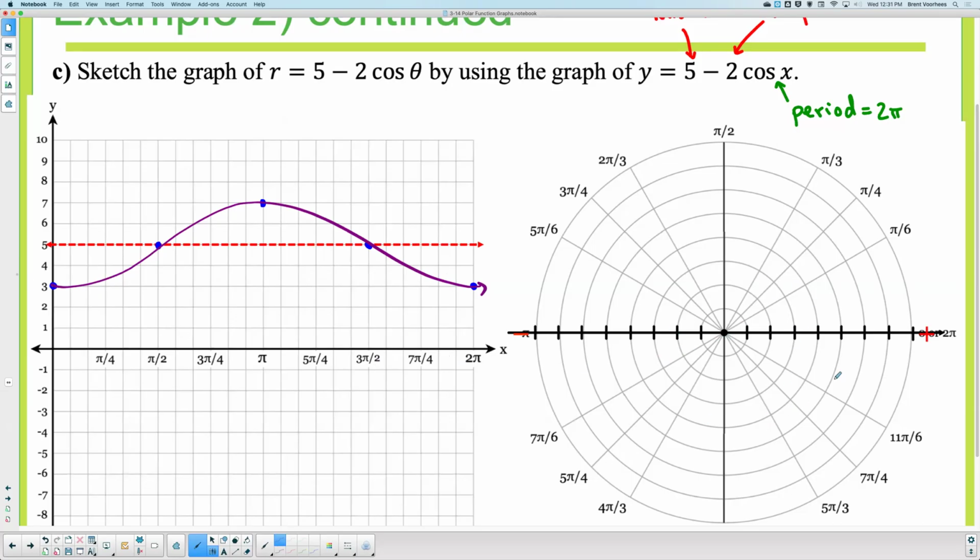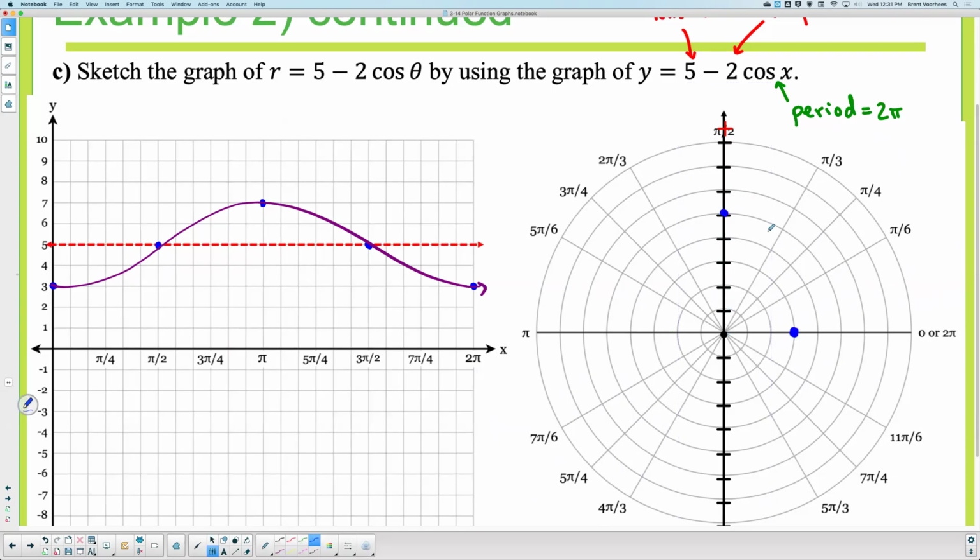We start with an angle of 0 at 3. So go 3 units to the right. Put that dot. The next key point. The graph, what's it going to do? Increase or decrease? Increase. So I'm going to move this value up until pi over 2. What am I going to have at pi over 2? 5. So go up 5. 1, 2, 3, 4, 5.